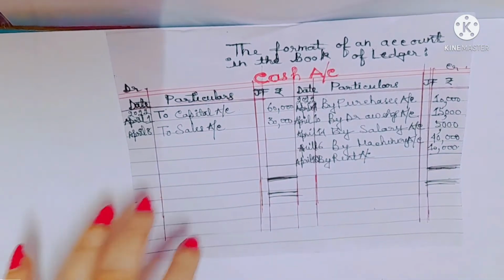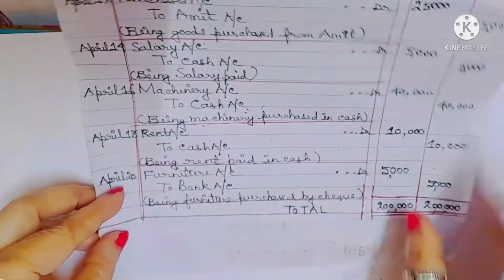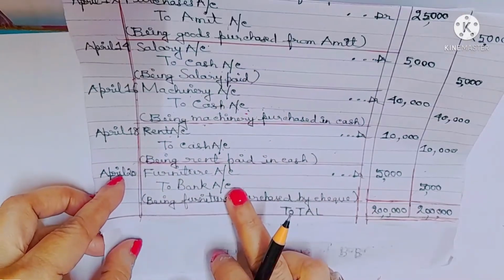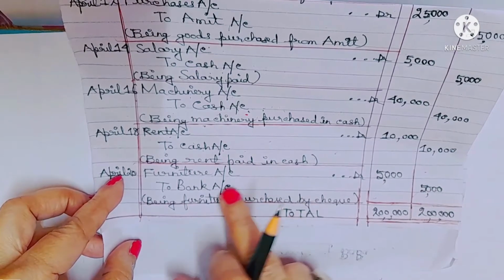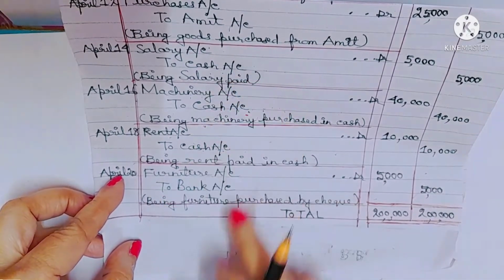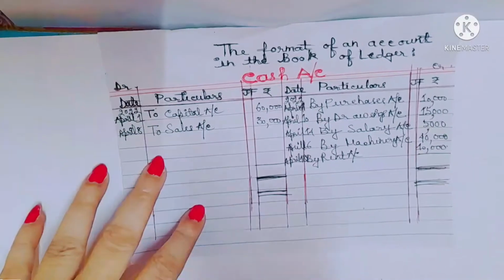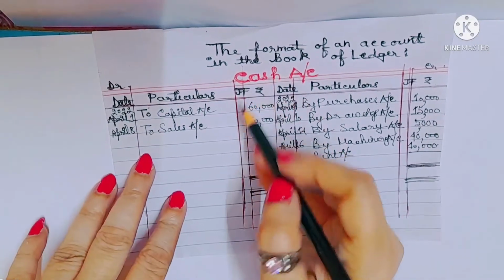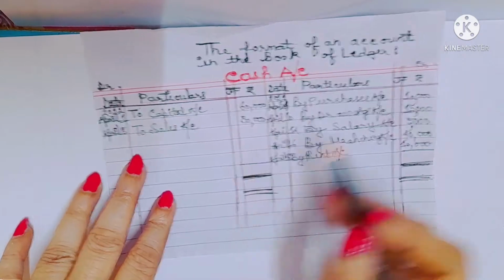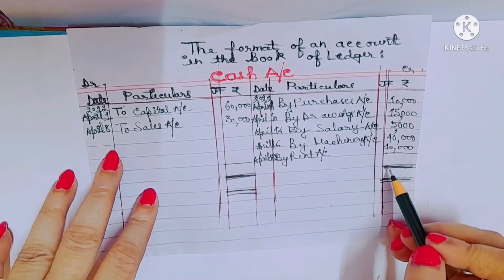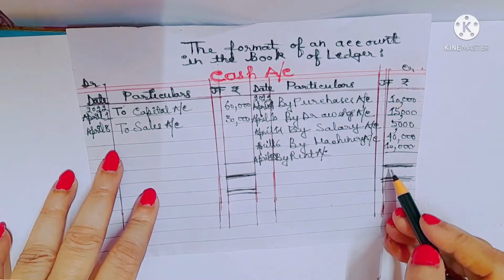Okay. Now see, last transaction. Furniture account to bank. No cash. So we'll skip, ignore. Because we are only preparing cash account now. So what is the total? See, debit side is coming 90,000. Credit side is 80,000. Credit side total is 80,000.